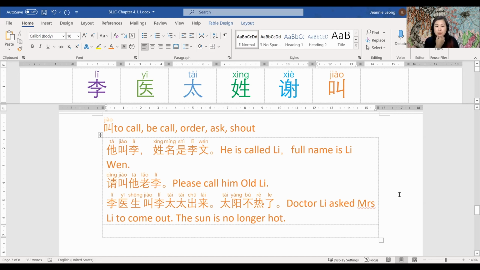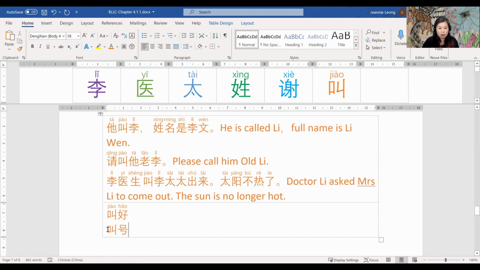So let's look at the word combinations that I learned. There were two that blew my brains out because the pinyin is the same, but they're not the same. The first one is 叫好, and another one is 叫号. They have completely different meanings. The first one refers to applaud or cheer, and the second one means your calling number, or as I like to call it, your queue number or your ticket number.